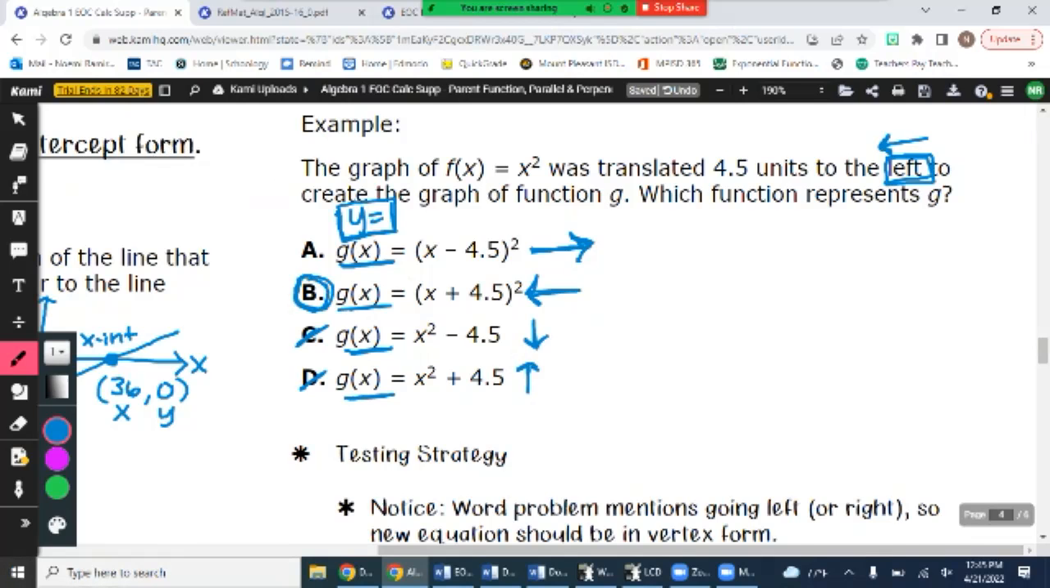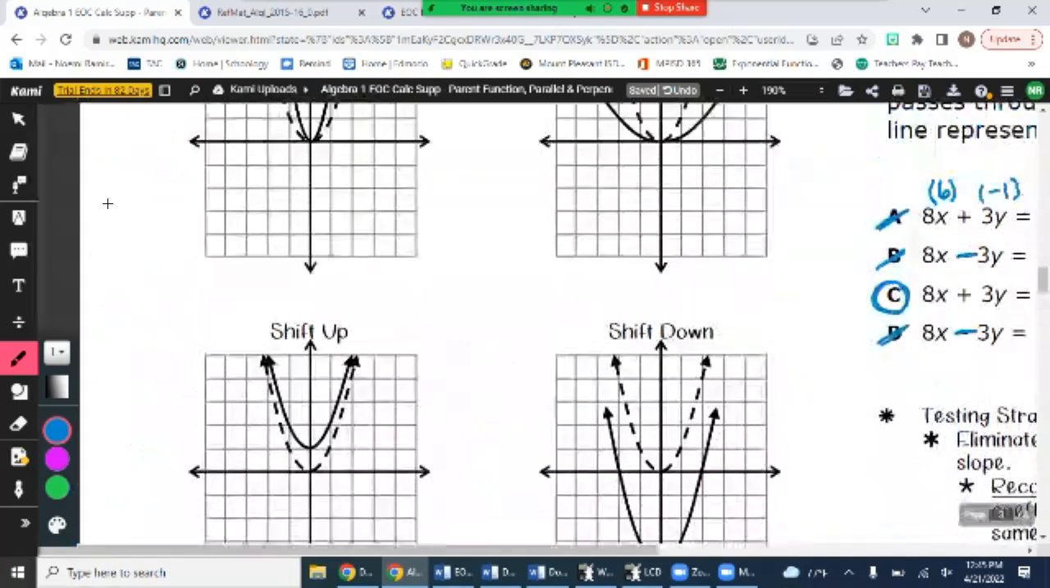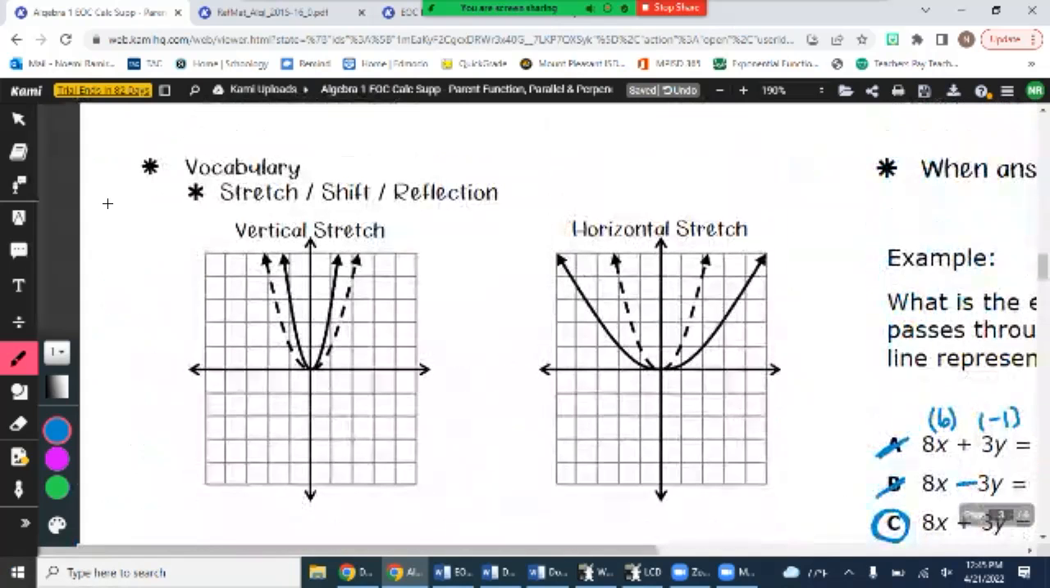After that, we're just left with the vocabulary. So I'm going to quickly go over this. Vertical stretch. You have a vertical line, right? I open it up just a little to turn it into a parabola. So what does a vertical stretch do? Make it what? Makes it skinnier. Horizontal stretch.